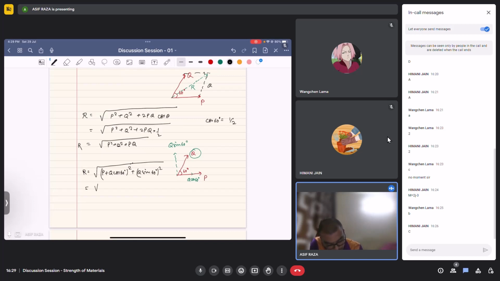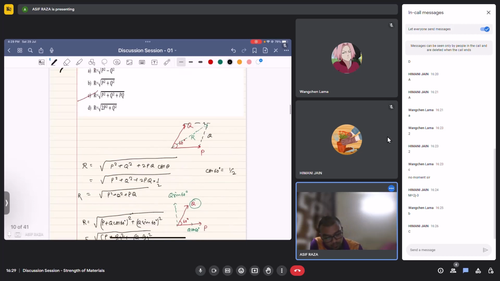Now substituting the values, (P plus Q by 2) square, (Q root 3 by 2) square, this would be P square plus Q square by 4 plus 2 times P into Q by 2 plus 3 Q square by 4, and this would result into P square plus Q square plus PQ. So again, the answer is option C.